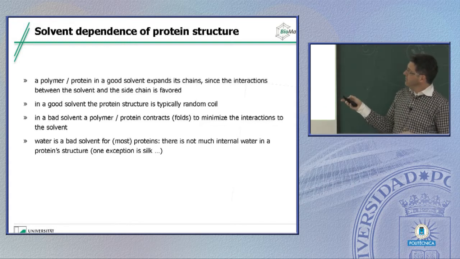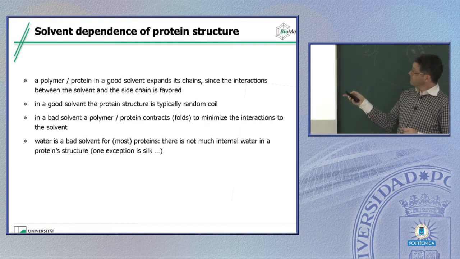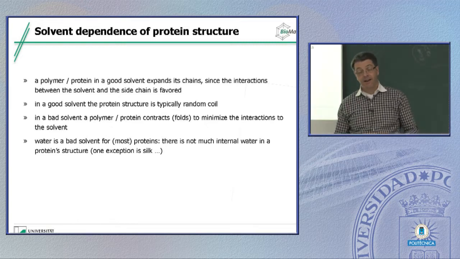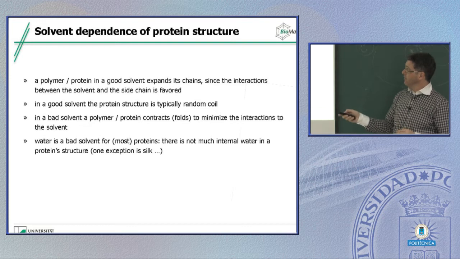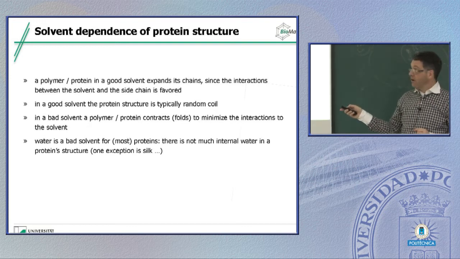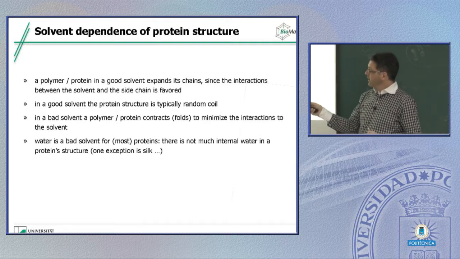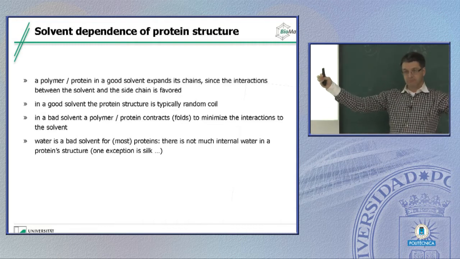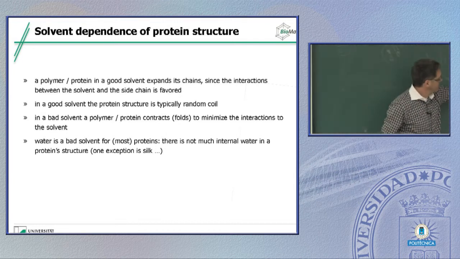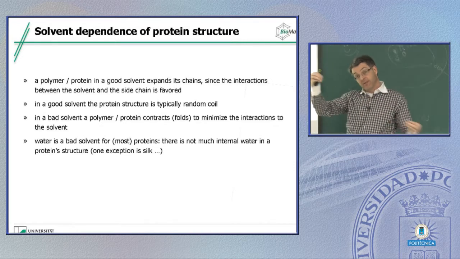So what we have is a folded structure, so a contraction. This means a bad solvent induces the contraction of a polymer, of a protein, to minimize the interactions to the solvent. As a result, we see water is a very poor solvent for most proteins. And also, there is not much internal water in a protein structure. And now we have one exception, this is silk. Because silk is unfolded in water, besides these terminal domains, but the rest has no structure in water. And we do have a lot of internal water once we make the fiber.